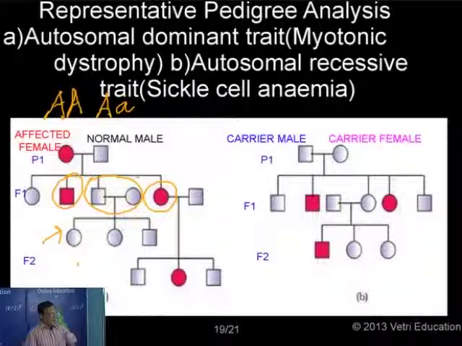So once again, this is an affected female. She is getting married to a normal person. And again, in the next generation, the F2 generation, one of the females is affected. Once again, I am saying that it is possible only when this female is homozygous dominant and the other one is heterozygous dominant. Then only we can have this.